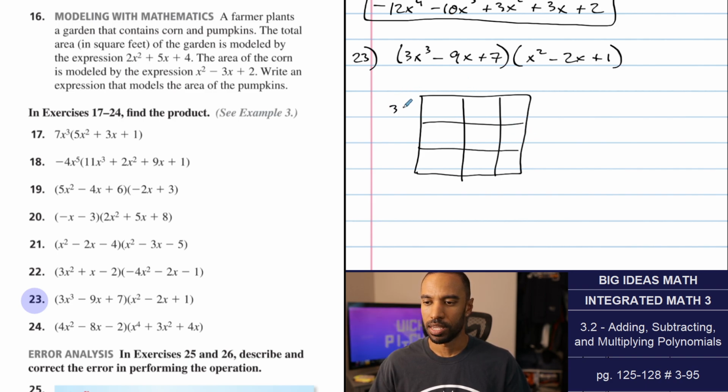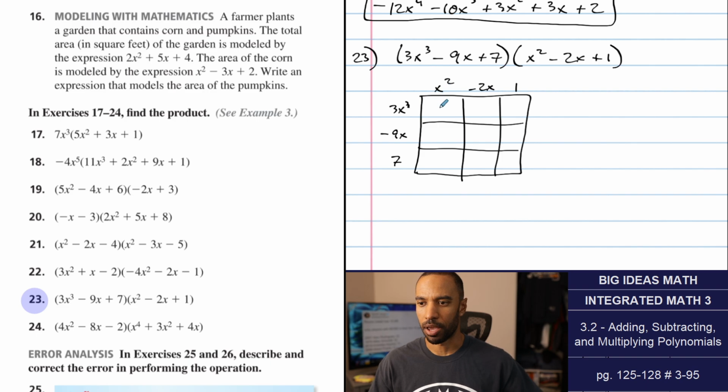Tic-tac-toe style. We can get 3x cubed, negative 9x, and 7. And then x squared, negative 2x, and 1. And then multiply within these inside here. 3x cubed times x squared is 3x to the 5th. Times negative 2x is negative 6x to the 4th.